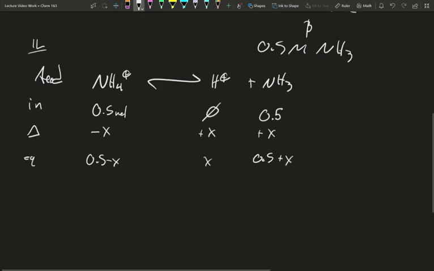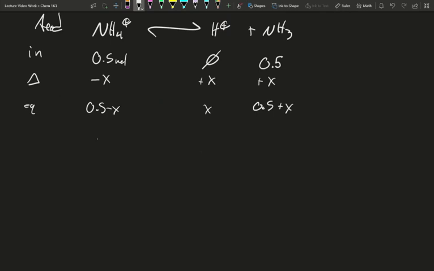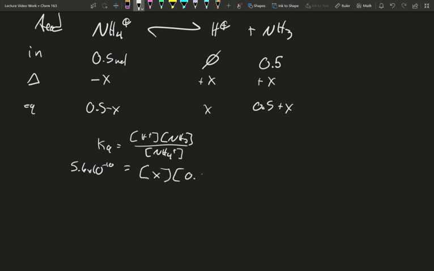It's still an equilibrium calculation, though. It's still Ka equals the products over the reactants. So 5.6 times 10 to the minus 10 is going to equal our H plus, our ammonia, all over our ammonium. So that's going to be X for the H plus, 0.5 plus X for the ammonia, and 0.5 minus X for the conjugate acid, the ammonium.